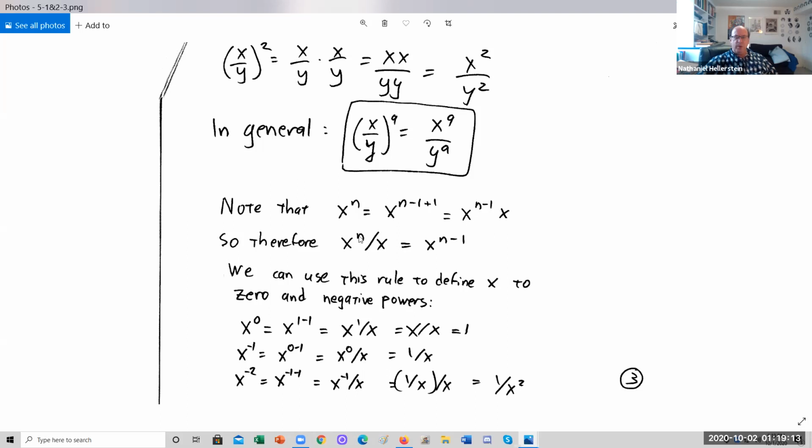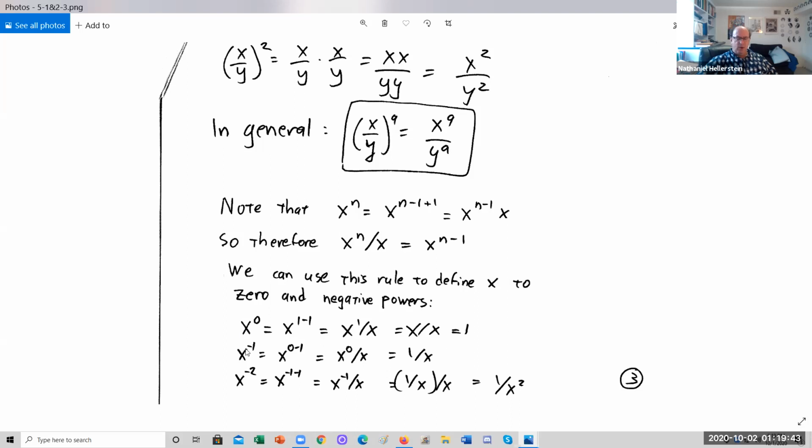So if you divide through by x, then x to the n divided by x is x to the power n minus 1. So if you subtract 1 from a power, that's taking the original power divided by x. We'll use that rule to define x to the power 0 and negative powers. For example, x to the power 0 is x to the 1 minus 1. That'll be x to the 1 over x. That's x over x, which is 1. So 0th powers in general equal 1.